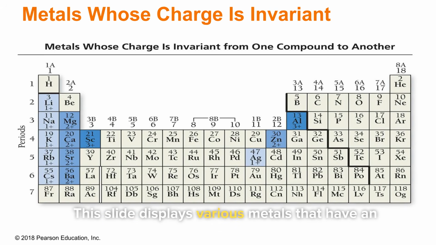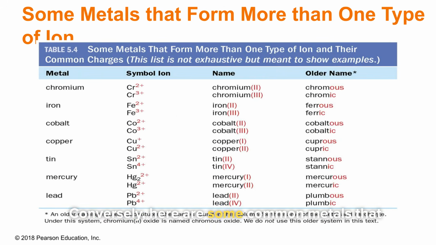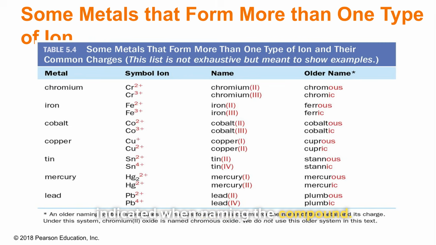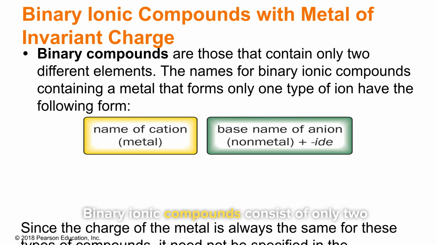This slide displays various metals that have an invariant charge. Recognizing these is the first step in correctly naming binary ionic compounds. Conversely, here are some common metals that form more than one type of ion. Because these metals can have different charges, their specific charge must be indicated when naming the compound. Binary ionic compounds consist of only two different elements. Since the charge of a type 1 metal is invariant, you don't need to specify the charge in the name.